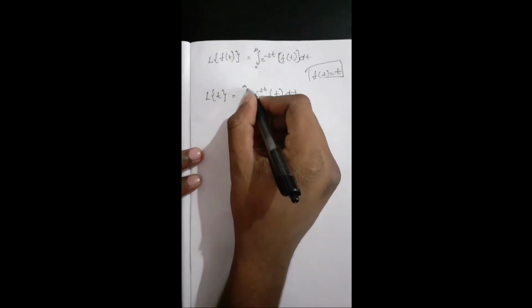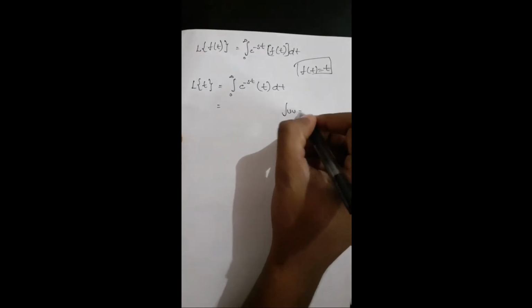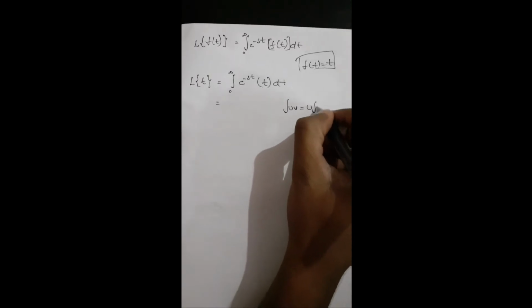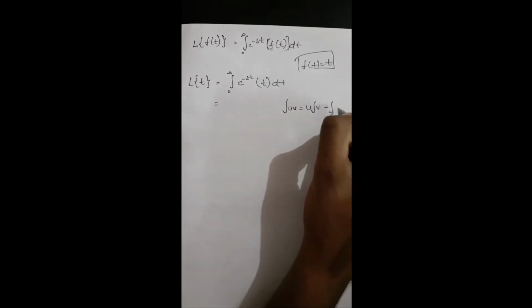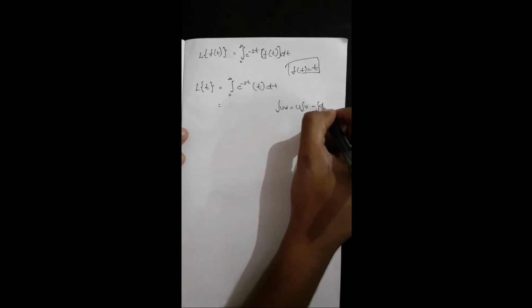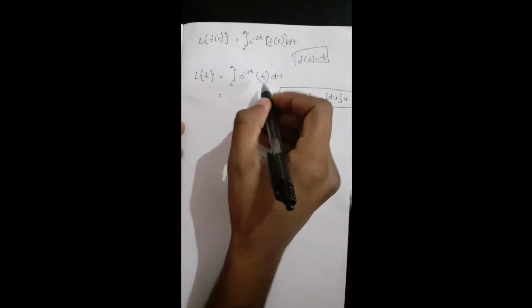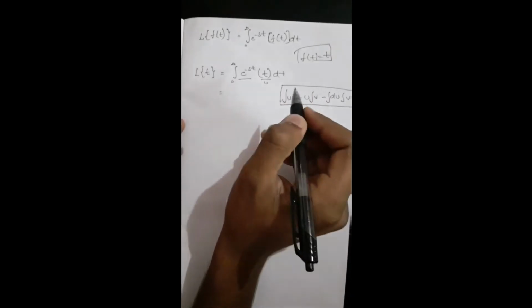As we all know, this is in the form of integration by parts. I'm just writing the working formula: u into integral v minus integral of du into integral v. So let's take t as u and e to the power minus st as v.